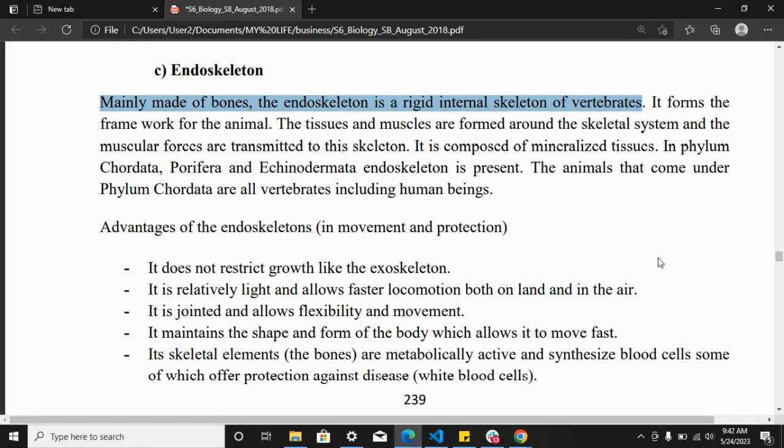So the tissues and muscles are formed around the skeletal system, and the muscular forces are transmitted to this skeleton. That means the tissues and muscles are around and cover the whole skeleton. Any kind of force or stress that acts on the muscles is transferred to the skeleton. It is composed of mineralized tissues, tissues that contain many minerals. It is found in phyla such as Chordata and Echinodermata, where we see endoskeleton. The animals under phylum Chordata are all vertebrates, which have a backbone, including humans. So there we see the endoskeleton.